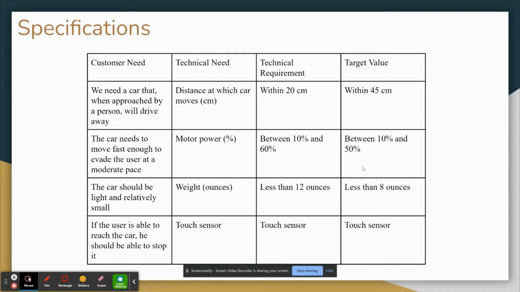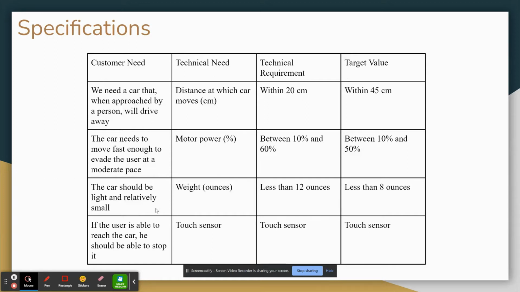So here are the specifications. We put the customer needs in, the technical needs, and then we turn those into technical requirements and target values. So we changed "will drive away" to distance, and changed it to within 20 centimeters for the technical requirement and within 45 for the target. For moving fast enough, we changed that to motor power percent. For technical, that was between 10 and 60%, and for target value, between 10 and 50%.